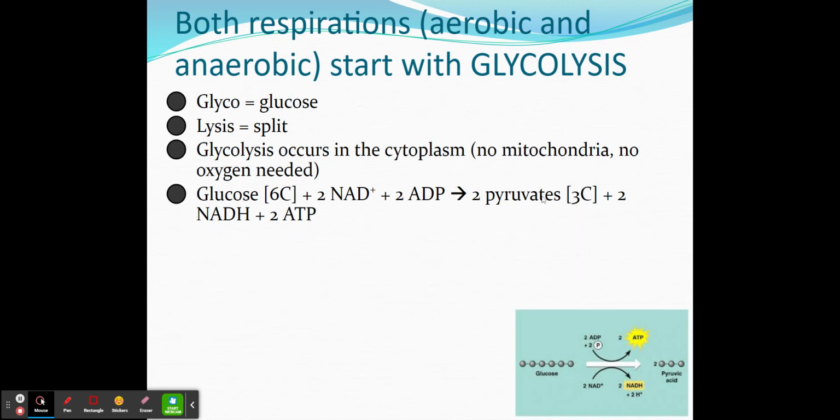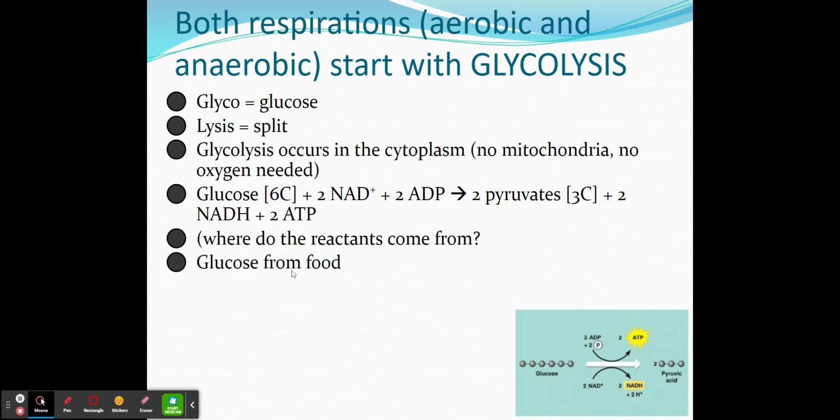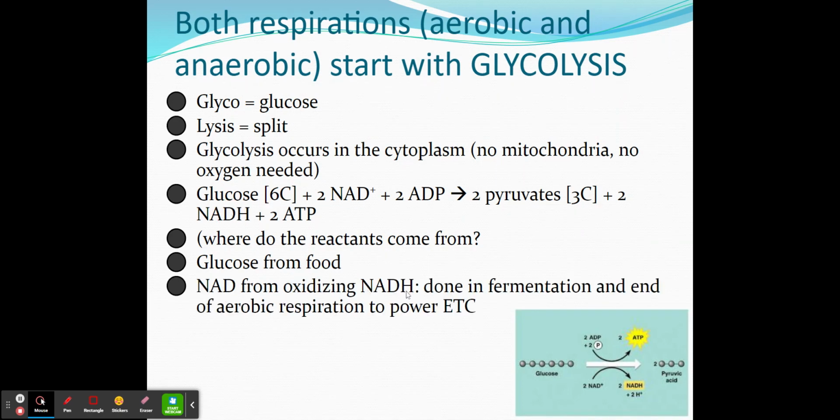And we're making our carbon compound and 2 of the 3 energy carriers. Notice in all 3 of these first 3 steps, we're going to make more NADH than anything else, or it's going to be tied for the most. So we got as much NADH as ATP. Make 2 of everything. Okay, where do these reactants come from? Glucose from your food. NAD comes from using NADH.